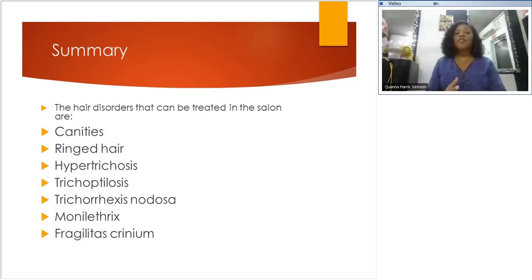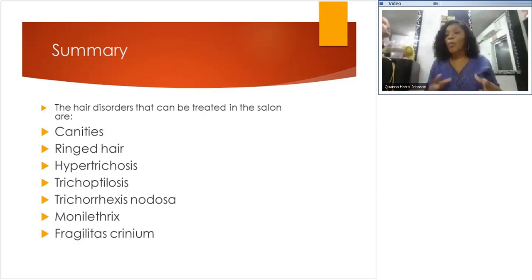Then we have, in summary, so we're going to sum up all that we just said about hair disorders. All those hair disorders that I just mentioned, you can treat them in the salon. So we have canities, and we know canities is a technical term for gray hair. We have two types of canities, congenital canities and acquired canities. We have ringed hair, that's the alternate bands of black and gray hair mixing together.